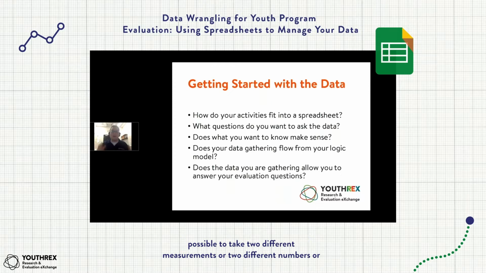Is it possible to take two different measurements or two different numbers or two different words that we have in our spreadsheet and compare them? Or is it just not possible to make that comparison? So one of the questions that I'm tracking for my participants is how often do they show up? And another column is how often do they drink orange juice? Those things might not work together in terms of telling me useful information, although mathematically I could make that happen.